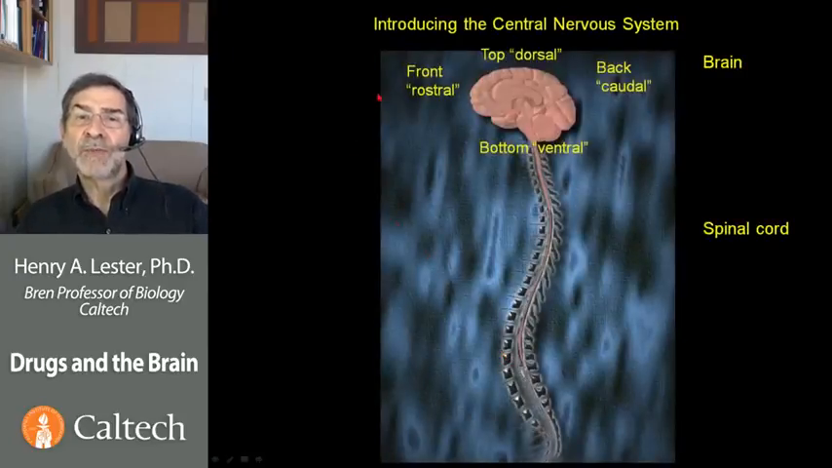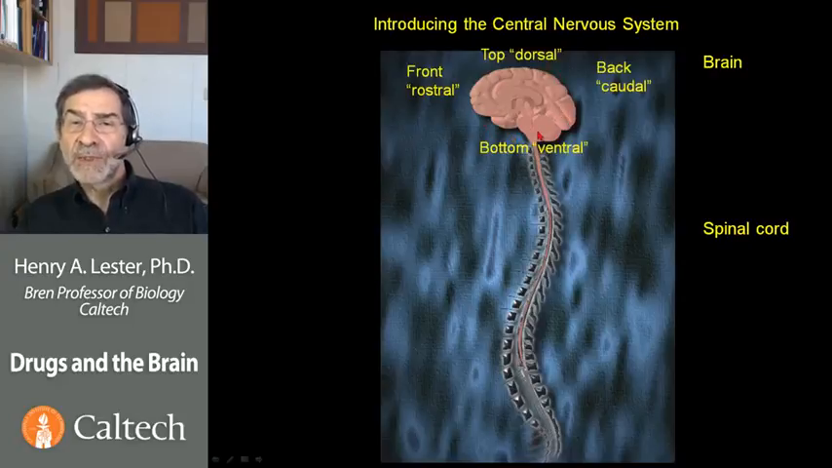We'll introduce the brain not so much in detail as I would like, but we will discuss the brain, which is part of the central nervous system, and so is the spinal cord. We won't emphasize the spinal cord, and we'll talk about such words as rostral and caudal and dorsal and ventral.